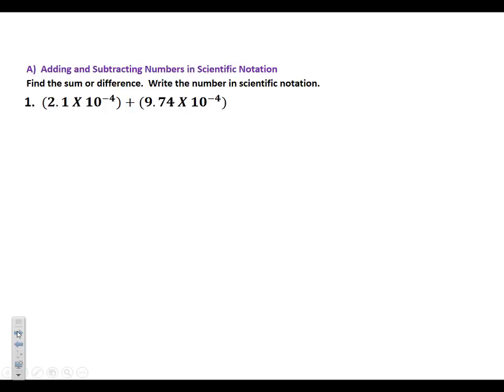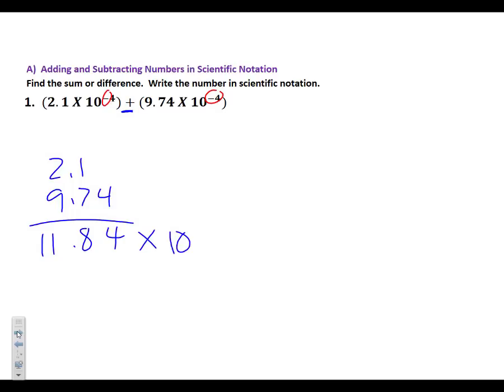So number one, 2.1 times 10 to the negative fourth plus 9.74 times 10 to the negative fourth. First thing we recognize, we have the same exponent. So all we have to do is add the factors. 2.1, 9.74, add that together, 11.84, and we keep the power 10 to the negative fourth. And so we look at that, 11.84 times 10 to the negative fourth.